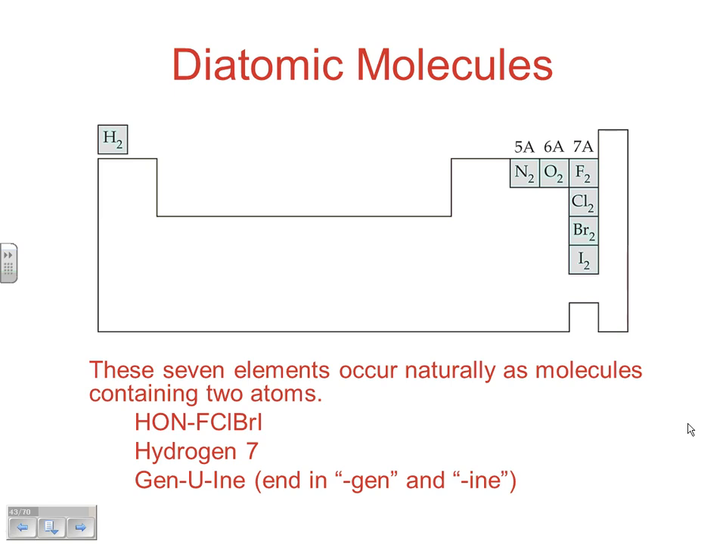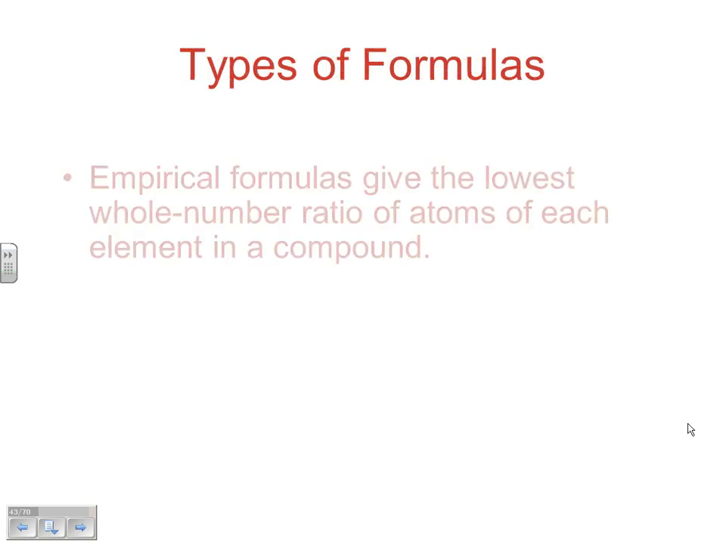So the Hon-Cl-Br-I-F, the hydrogen 7. So hydrogen, go to number 7, make a 7. Or rather, all the ones that end in gen or ine. Those are going to be your diatomic substances on the periodic table.